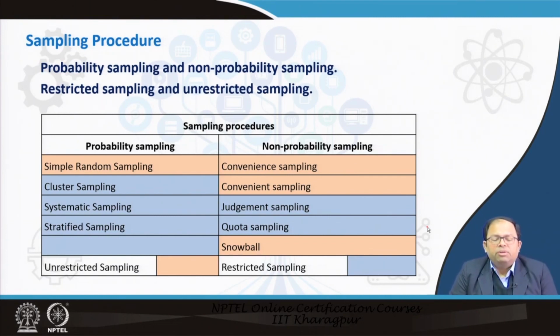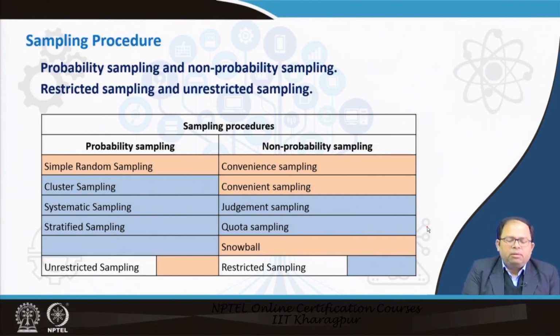But when we talk about restricted sampling and unrestricted sampling, this is basically when there are certain rules or restrictions that are first put in, and then we conduct the survey. That means we need to consider certain kinds of rules before we conduct the survey. That's why we call it restricted sampling. If there are no rules, then it is unrestricted. If it has certain rules, then it is restricted.